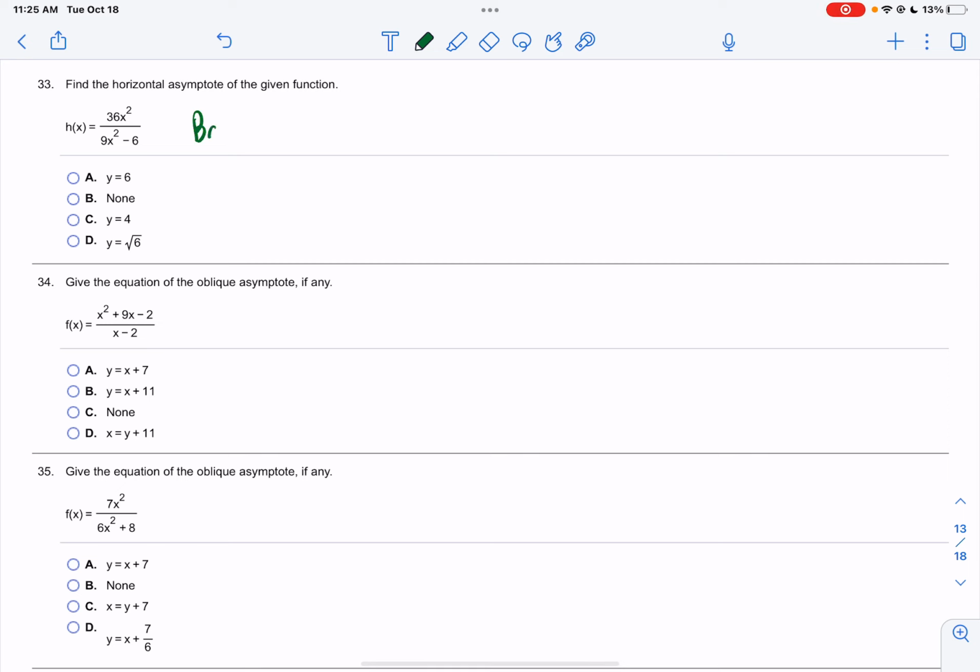This rational function is balanced. The degree of the numerator is 2, and the degree of the denominator is also 2. So it's balanced. The way we determine the equation of the horizontal asymptote is by looking at the leading coefficients. The horizontal asymptote will occur at y equals 36 over 9, the leading coefficient of the numerator and the denominator. When you simplify it, y is equal to 4. So choice C is our answer.